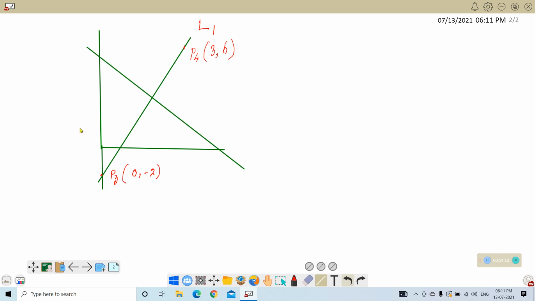And this line is denoted by L2. This point is P1, and P1 is denoted by 0, comma 5. Similarly, P2, another point, this point is denoted by 4, comma 2. Okay.